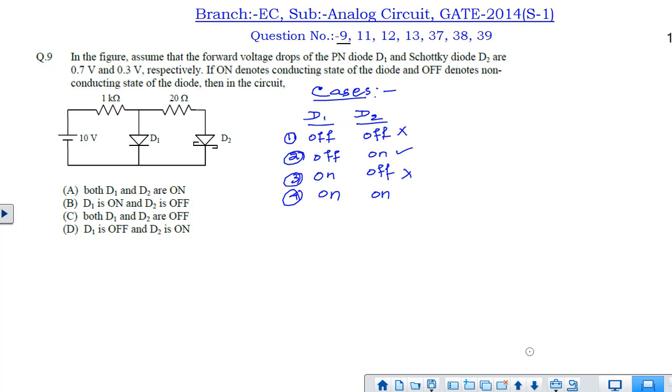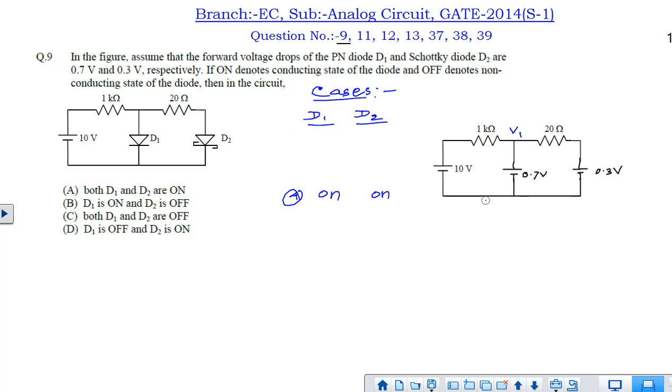Now suppose both are on. When both are on, we will have this condition: 0.7 volt will represent the D1 diode, and 0.3 volt will represent the D2 diode. Now we will try to find out what the currents are across the different branches.